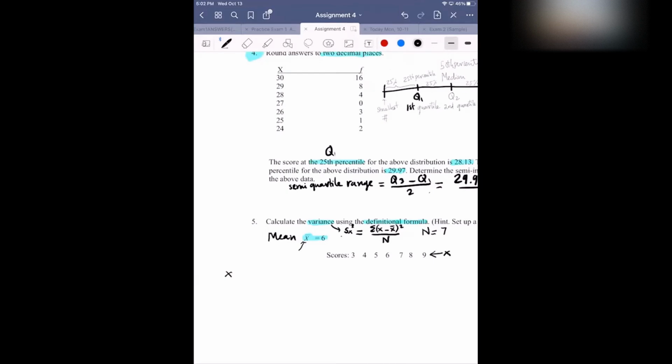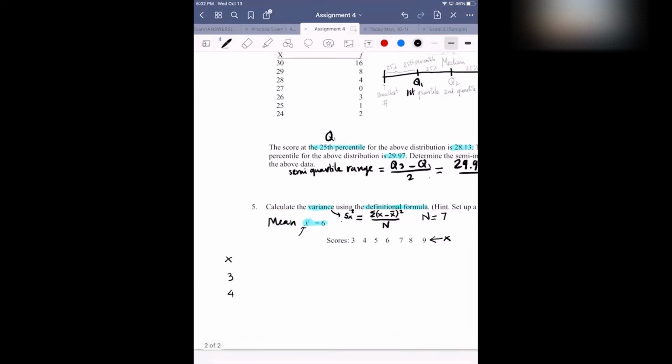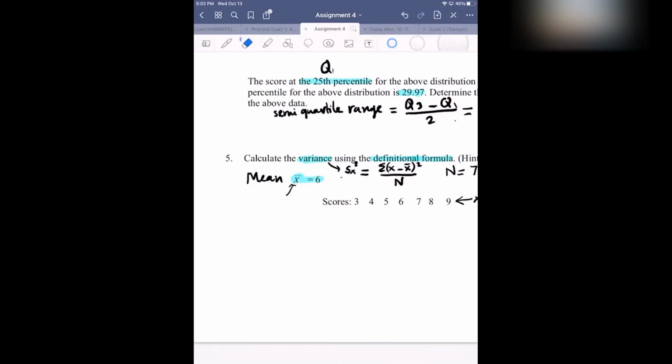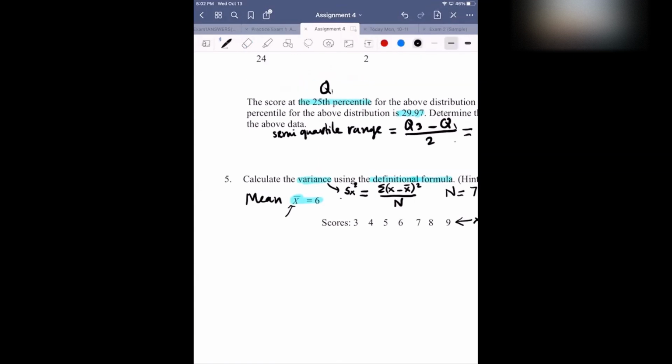So like 3, 4. Okay, let me see if I have enough space. I want more space. Here, x. So it's going to be 3, 4, 5, 6, 7, 8, and 9.